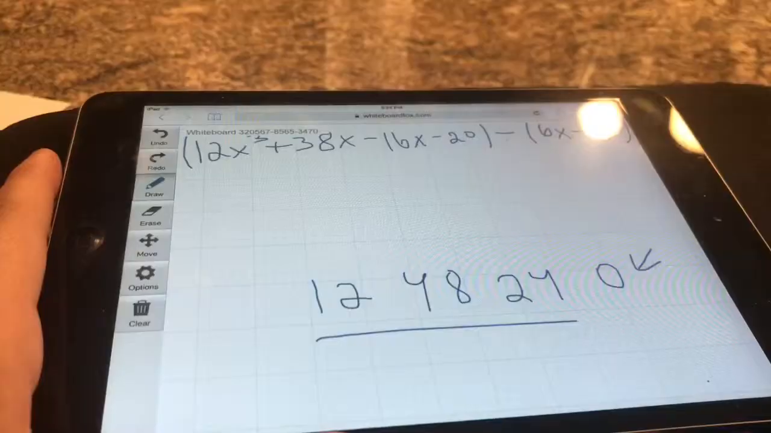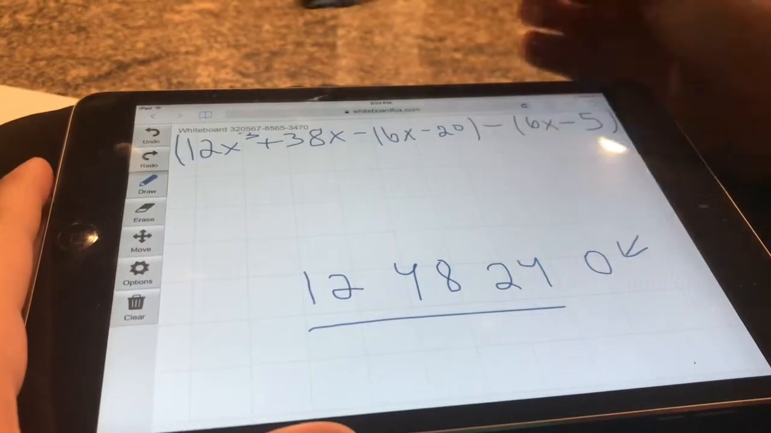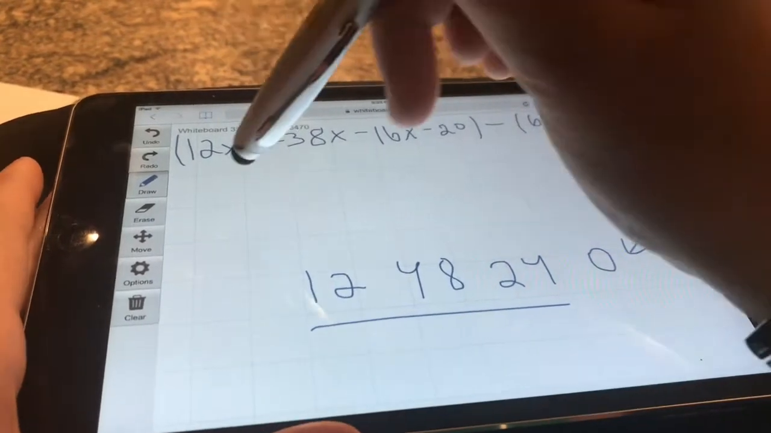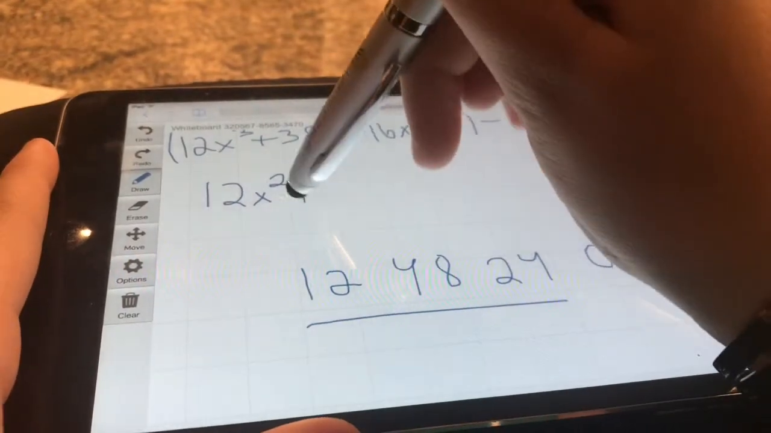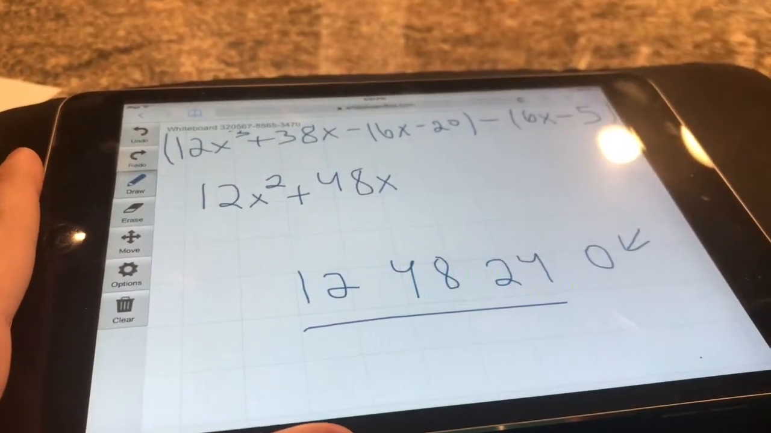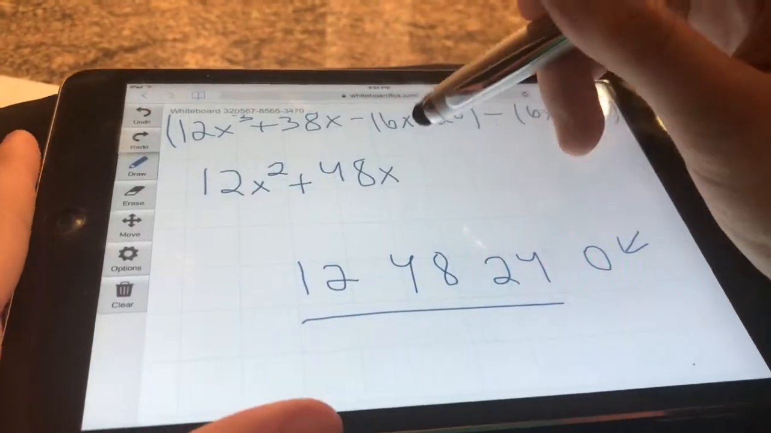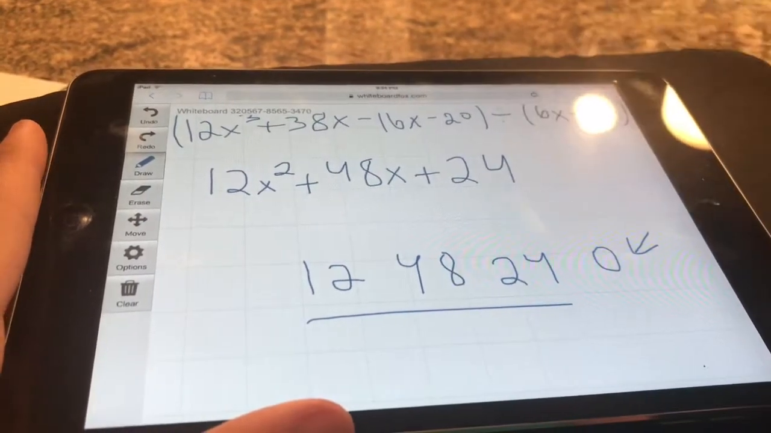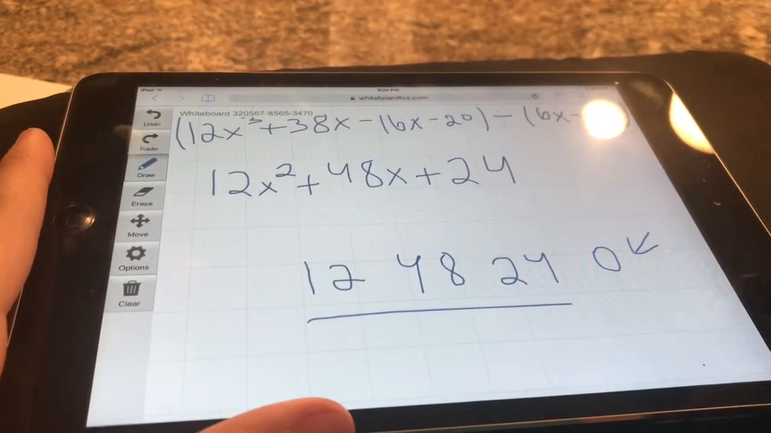Okay, so to write your final answer, you have x cubed and x, so 3 minus 1 is going to be 2. So you're going to start off with x squared, so you have 12x squared, and then plus 48x, and then there's no more variables or variables with exponents, if that makes any sense, to go. So you have just 24. And that, actually, that is not your final answer. I almost said that was your final answer, but it's not.